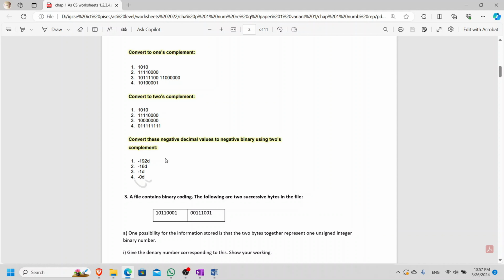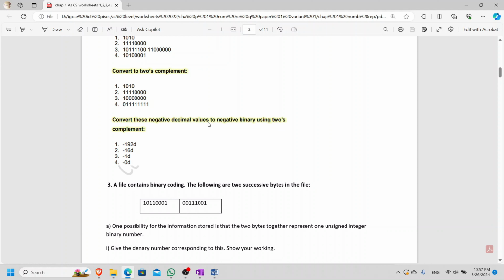Next question is, convert these negative decimal values to negative binary using 2's complement, right? What have we been given here? We have been given the negative value minus 122, and we have to use 2's complement to write their binary values.